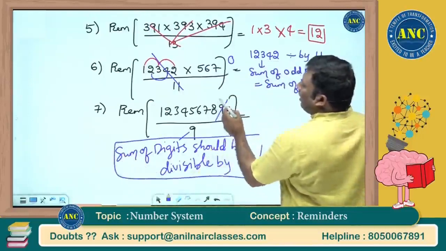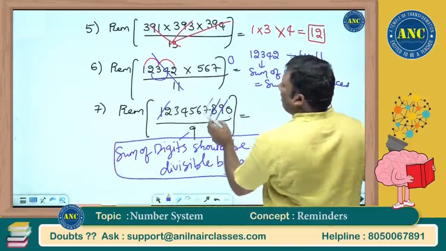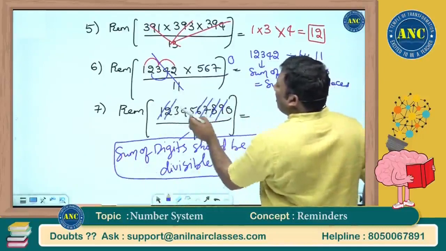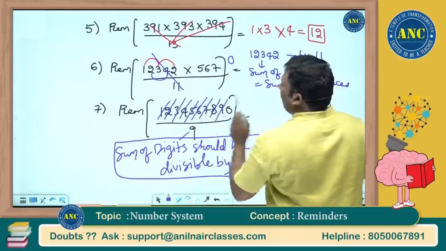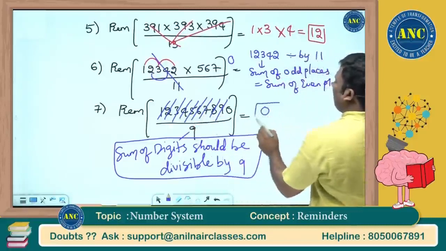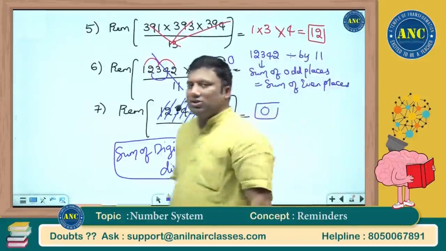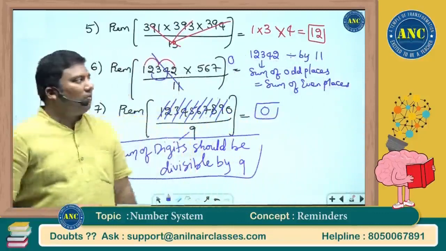1 plus 8 is divisible by 9, 7 plus 2 divisible by 9, 6 plus 3 divisible by 9, 4 plus 5 divisible by 9. Remainder, it is nothing but 0.